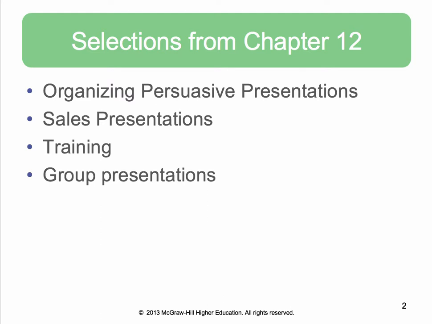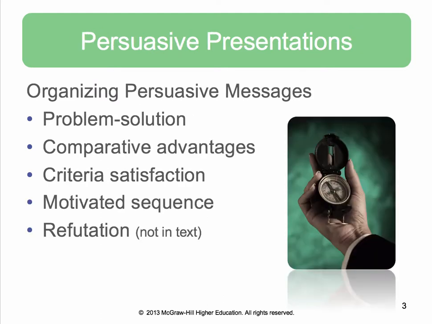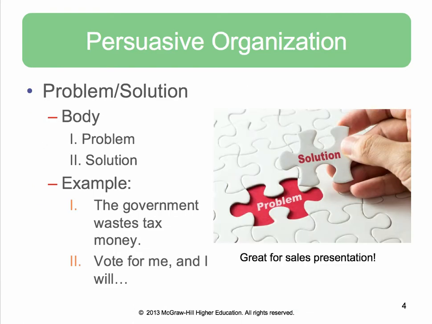So first of all, we'll start with a bit of a review here regarding persuasive organization, and we'll talk about these 5 patterns. Again, a review from Chapter 9, but just to make sure we have these things in our brains as we work into these different types of business presentations we may encounter in the workplace. So the first one we'll chat about here is problem solution.